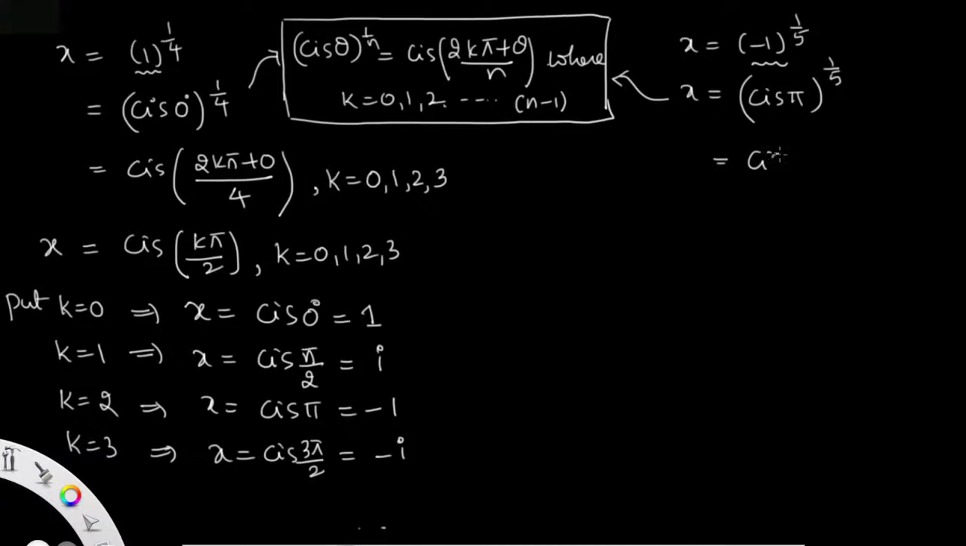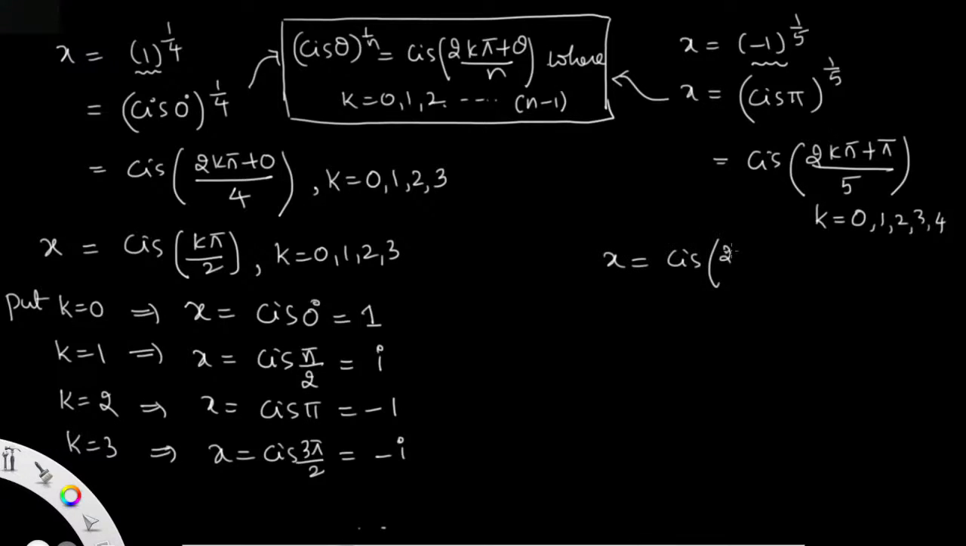So that is cis of (2k pi plus theta), theta means pi, and n is 5, where k equals 0, 1, 2, 3, 4. The number of terms is 5, representing the 5 values, starting with 0 and writing up to 5 terms. That's why we are writing it. So in this, x equals cis of (2k plus 1) pi by 5, where k equals 0, 1, 2, 3, 4.